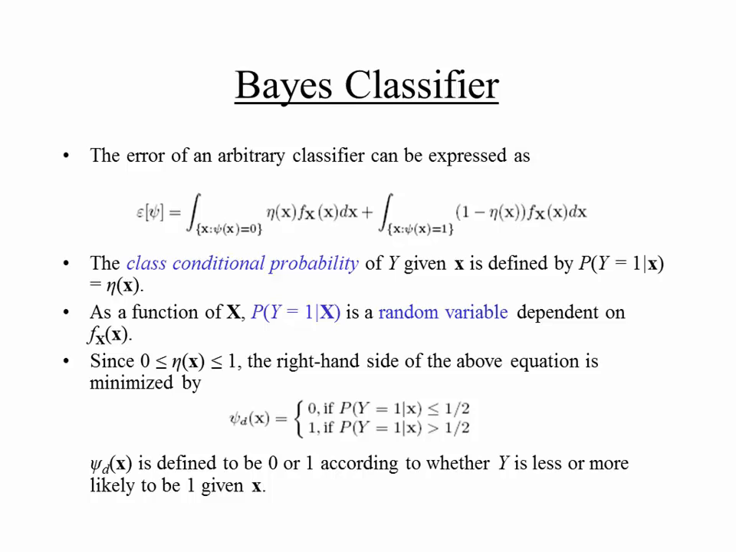And now I'm just going to plug in this classifier in here, and I will have the Bayes error. Because this one is telling me that I have to choose psi of x equal to 0 if eta of x is less than or equal to 1/2, so this is going to be over all x's such that eta of x is less than or equal to 1/2. I will sum this portion, and here is going to be all x's such that eta of x is greater than 1/2. That will be the expression for the error of the Bayes classifier. Is that clear to everybody? So this is Bayesian classification.